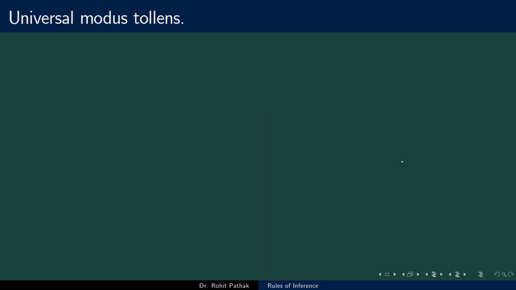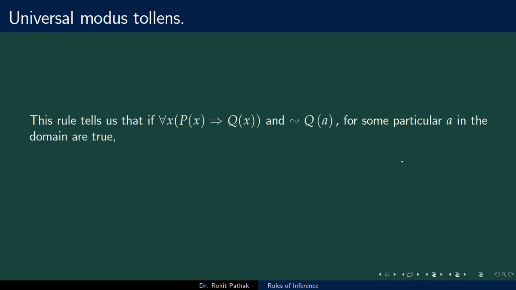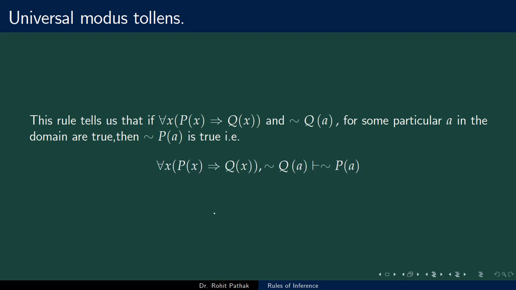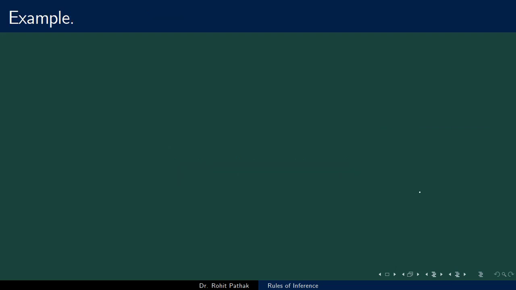Similarly, we have universal modus tollens. This rule tells us that if for all x, P(x) implies Q(x), and negation Q(a) for some particular a in the domain are true, then negation P(a) is true. That means for all x, P(x) implies Q(x) and negation Q(a), then the conclusion is negation P(a).